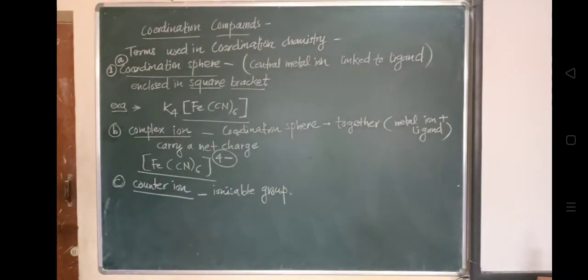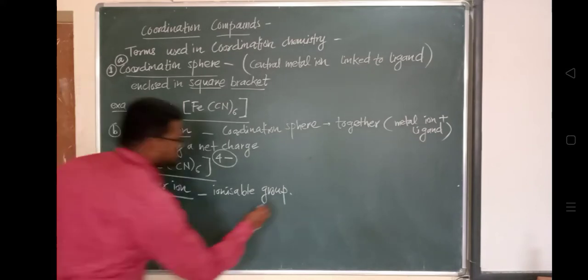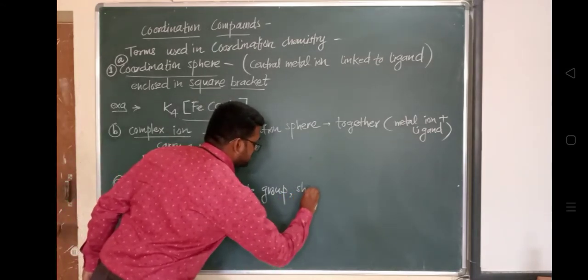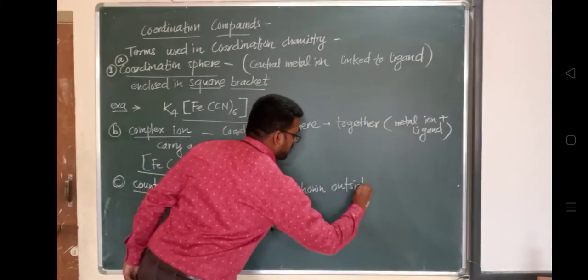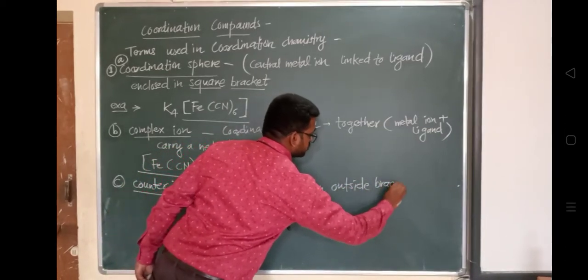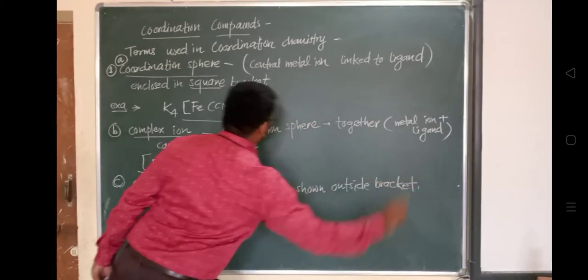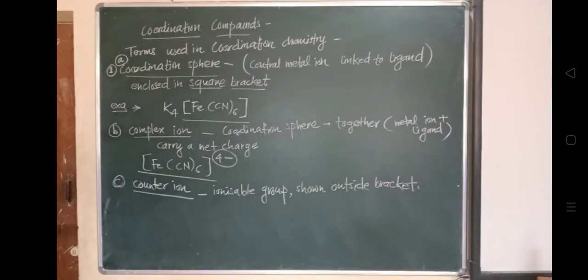So look at this example we have already written: K4 in bracket Fe in bracket CN6. So a square bracket will represent a coordination sphere, and the coordination sphere along with the charge will represent a complex ion, and the remaining part, remaining part कौन सा है अभी इसमें, that is this K4. Okay, so counter ion means what?